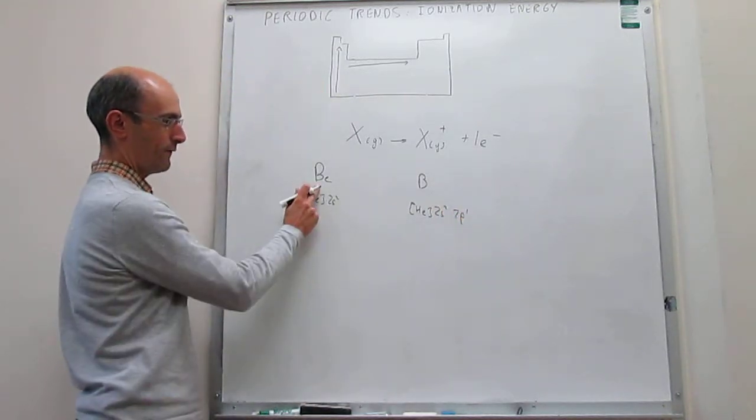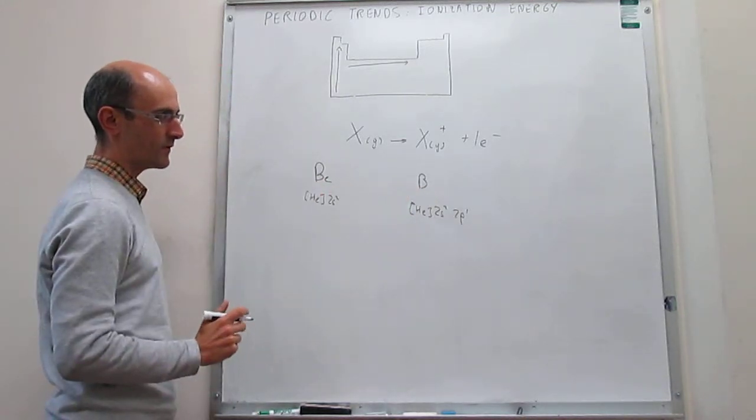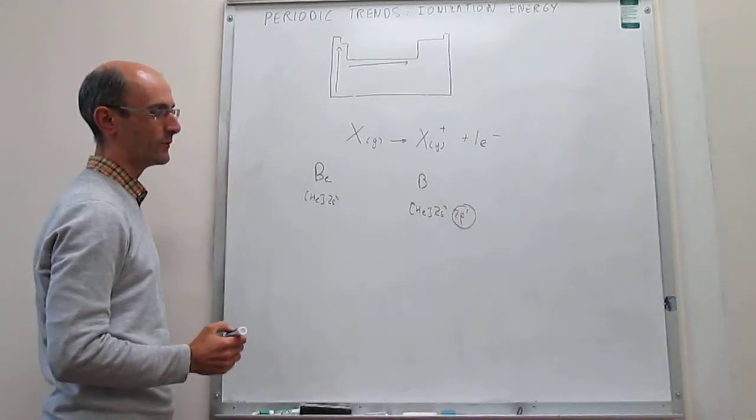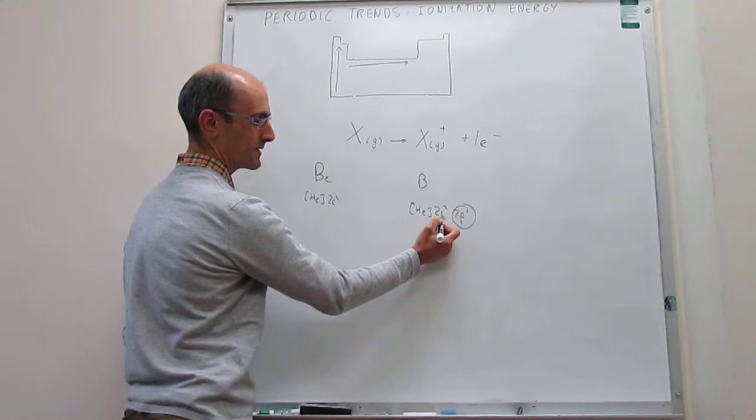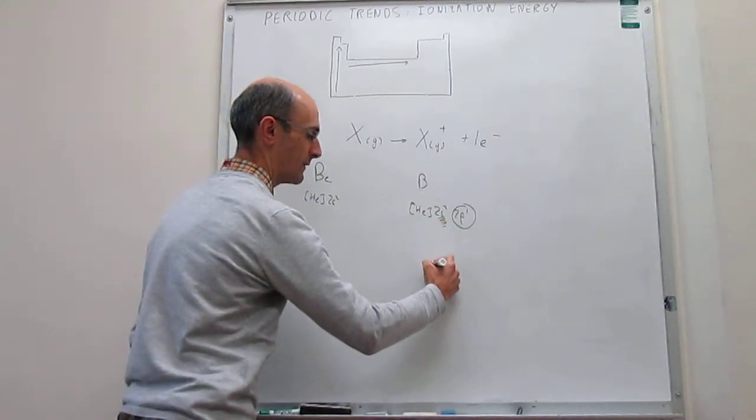Okay? Here you have 4 protons in the nucleus, here you have 5 protons in the nucleus. Now, something that is very important is that the lone electron in the p orbitals of the boron atom is very well screened by the 2s electrons, right? So if we draw this orbital diagram, that will be boron.